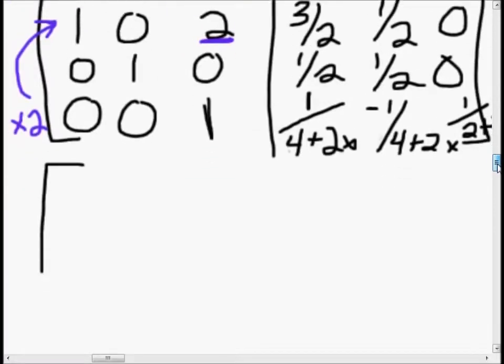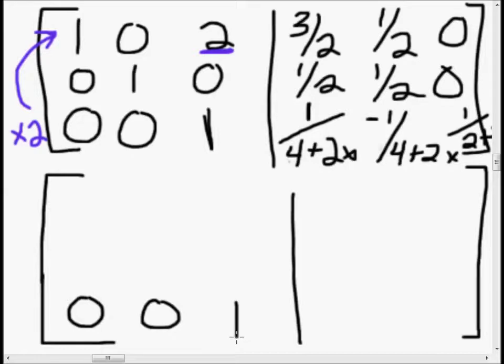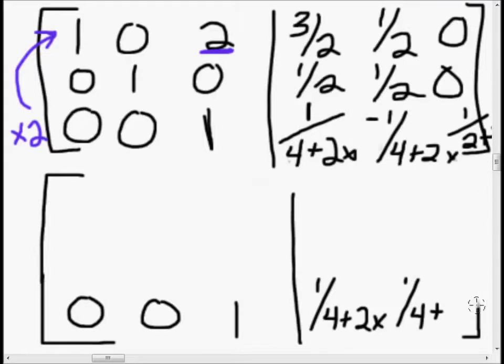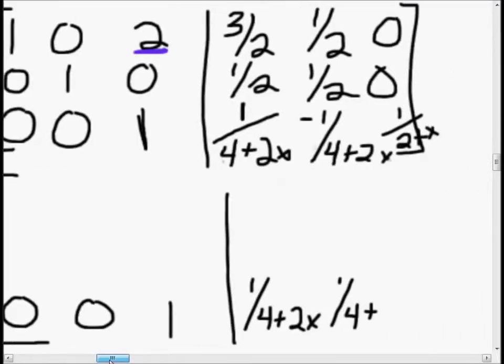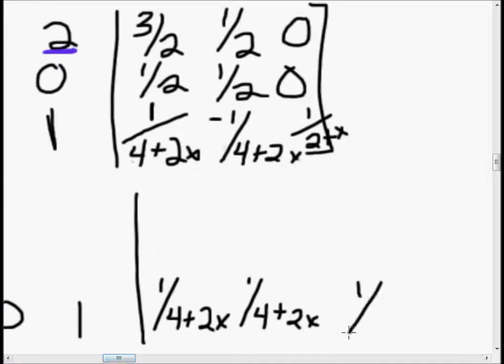Well, first, we're going to clear up some room, because this is getting big and messy, and we're going to write down the rows that aren't going to change. So 0, 0, 1 doesn't change, 1 over 4 plus 2x doesn't change, 1 over 4 plus, I forgot, I don't have enough room. We're going to stretch out a little bit here. Hopefully I can fit it all on one screen. Let's see, 2x and 1 over 2 plus x, and this is one of the problems with matrices.